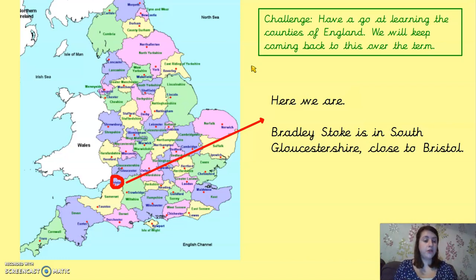So counties are the 4 countries split down into different places. So we've got counties and then you've got cities within those counties. Okay, so it's sort of a level of geography. Okay, and like I said, we're going to keep coming back to the counties this term for our unit of geography. So try and get to grips with as many as you can.